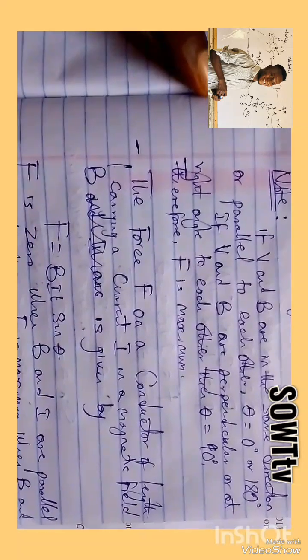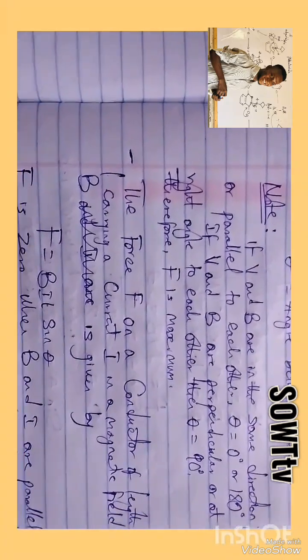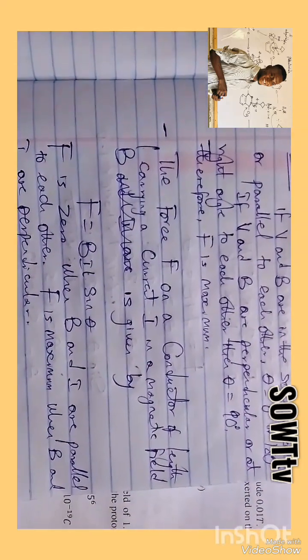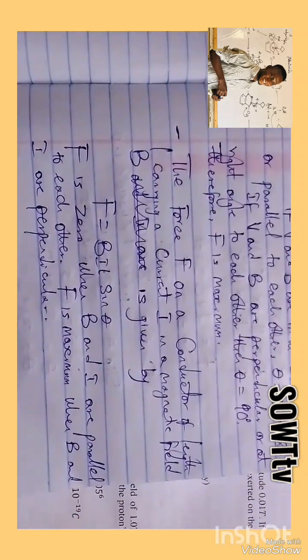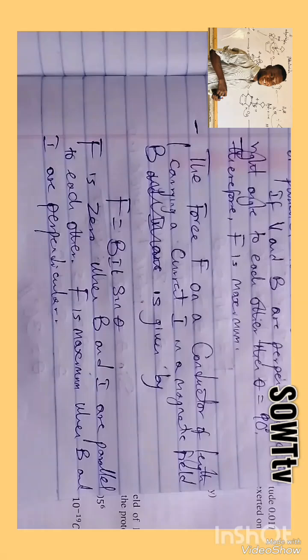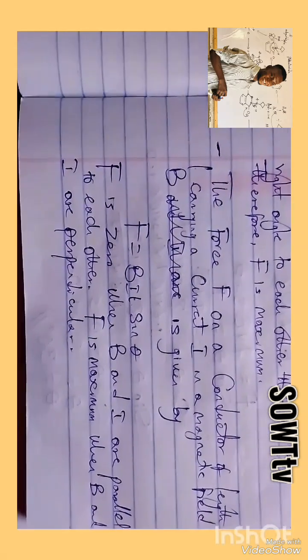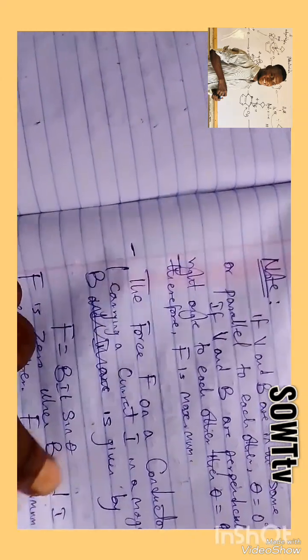So we now have another thing. We have what we call the force on a current carrying conductor. This is given as F equal to BIL sine theta. It also has a condition. F is 0 when B and I are parallel to each other, while F is maximum when B and I are perpendicular. The same condition that we have for magnetic field is also equivalent to the same condition that we have for current carrying conductor. Let's proceed.